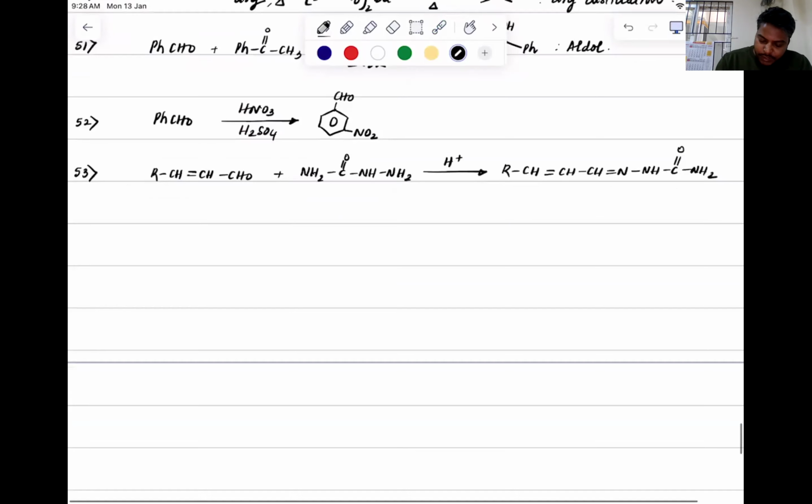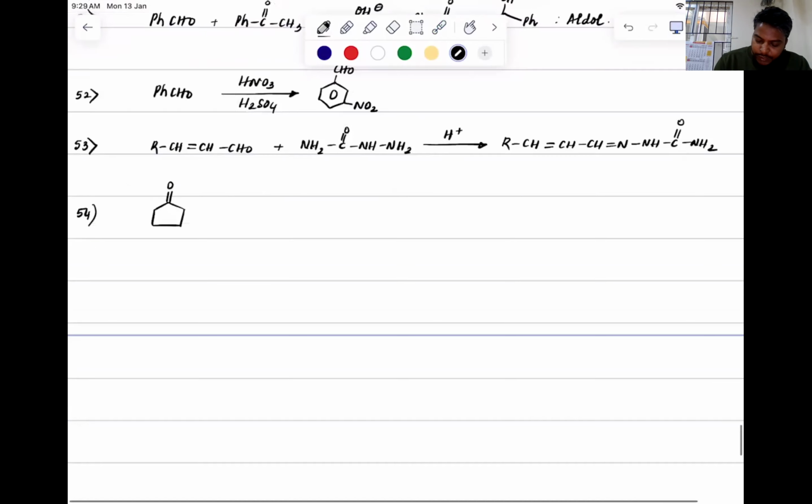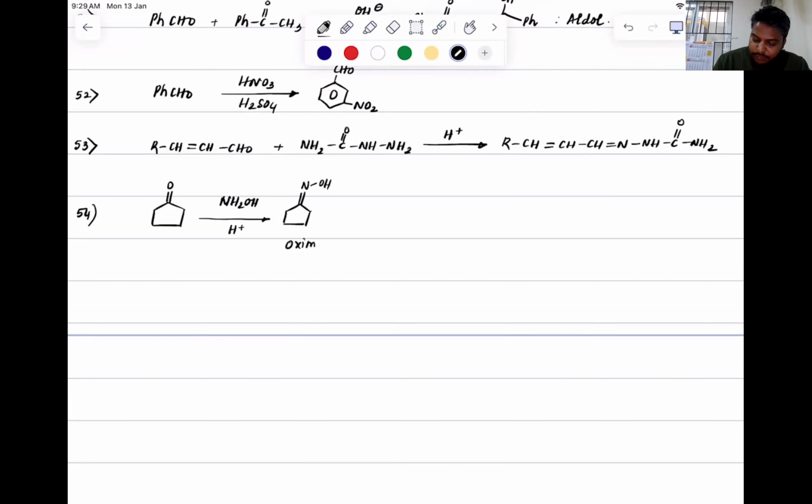Next, 54. This is straight away taken from an in-text question. NaOH, in the presence of NaOH and NH2OH, hydroxylamine, NH2OH in the presence of H plus. So first you will make this a double bond NOH. What are we getting? An oxime. We will get this as an oxime. And this is usually always followed by some Lewis acid.